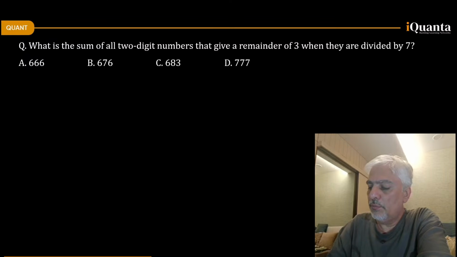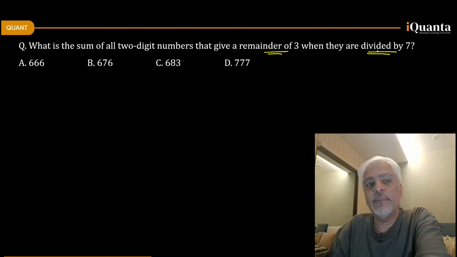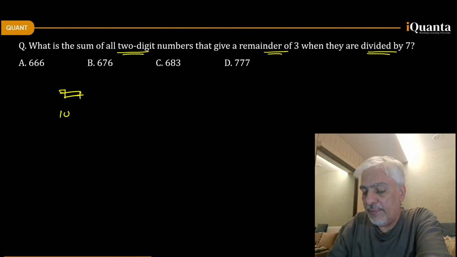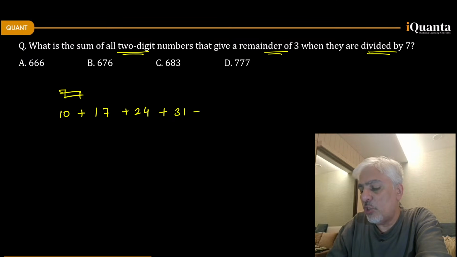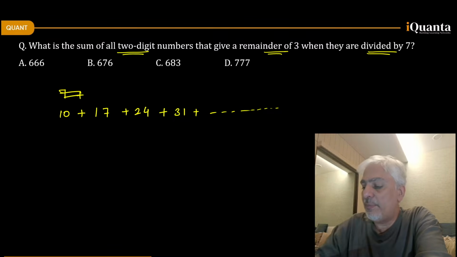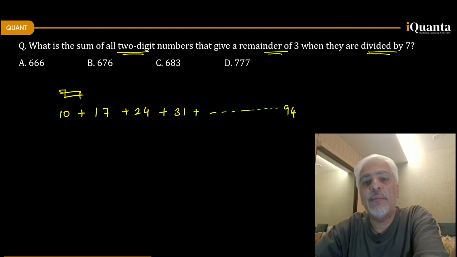So, remainder 3 when divided by 7. 2-digit numbers चाहिए सब. तो first number will be 7. Sorry, first number will be 7 plus 3, 10. Next number will be 17, 24, 31 and so on. Important is the last number. 13 sevens is 91. 91 plus 3 is 94. If I try one more number, it will become 101.